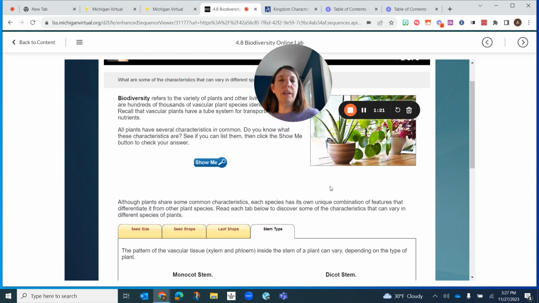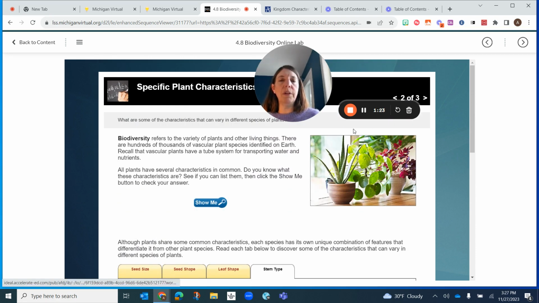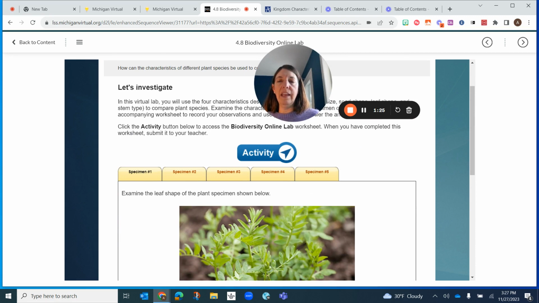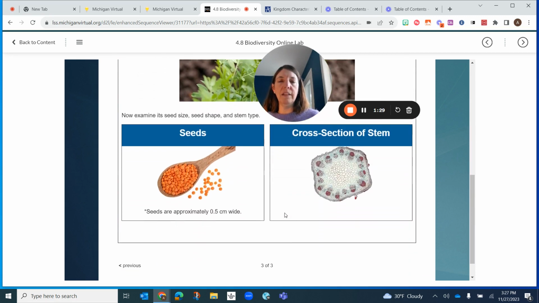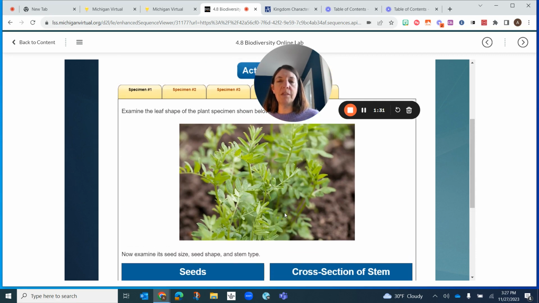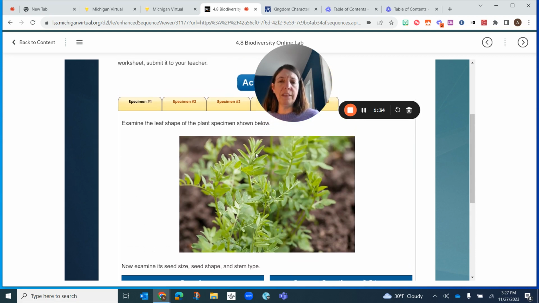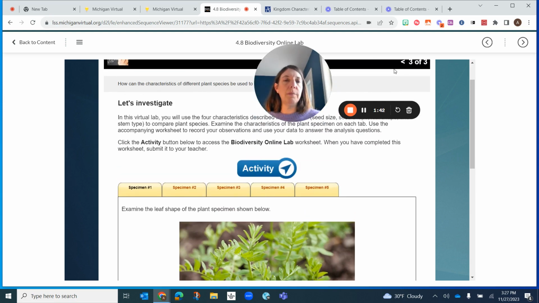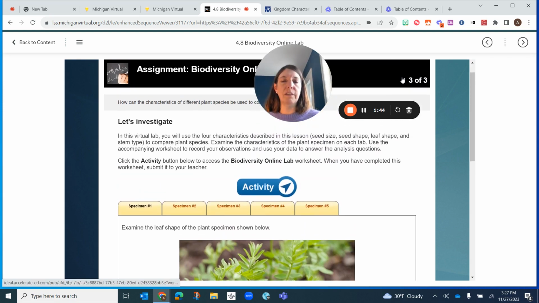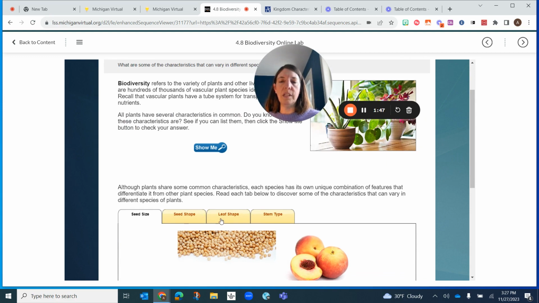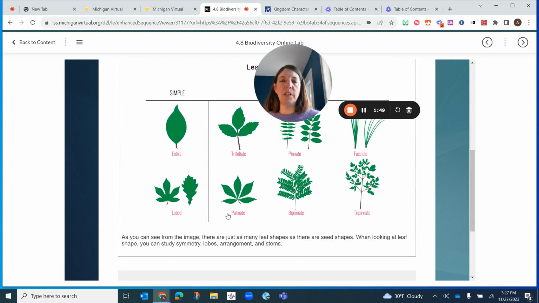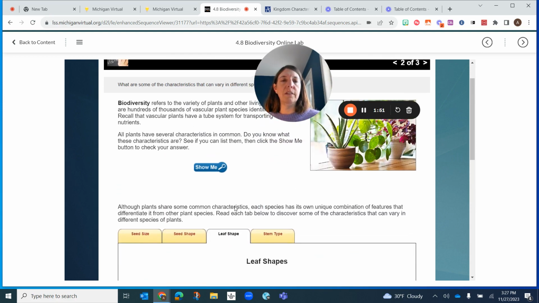Okay, so going on to the actual lab, we go to the last slide, and you have 5 specimens that you're going to be looking at, and it tells you, so for specimen 1, you're going to look at the leaves. Remember, you can scroll back and go back to the previous slide where it describes the different leaves. So like if you went back here, you can see the leaf shape and it describes it here. And which one does it fit?